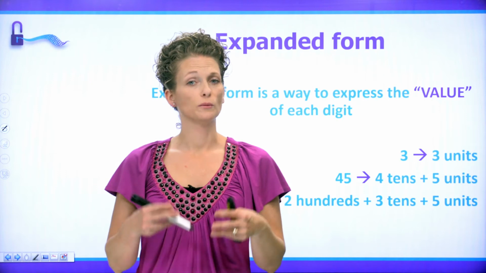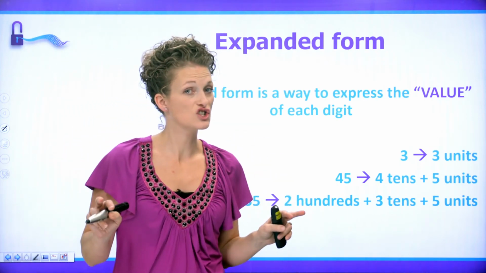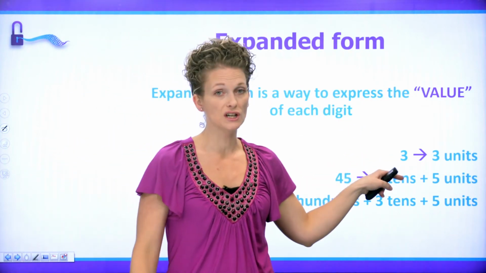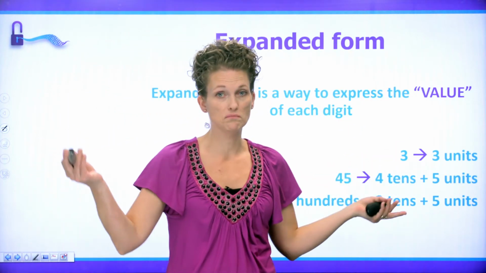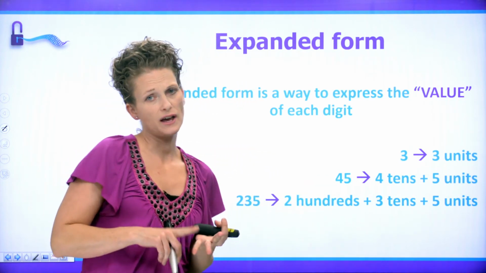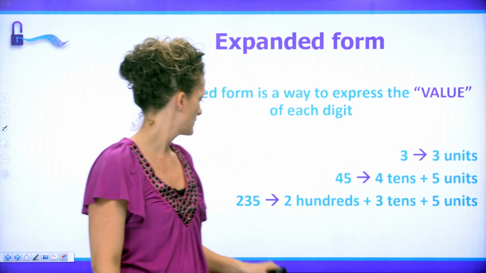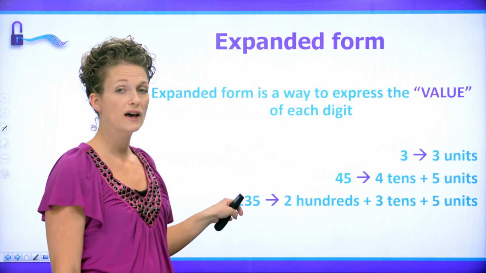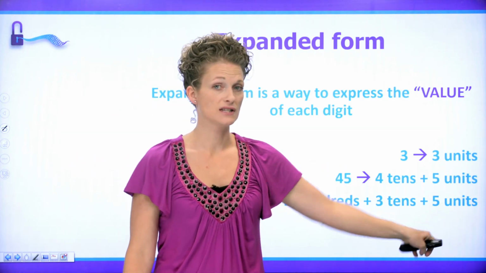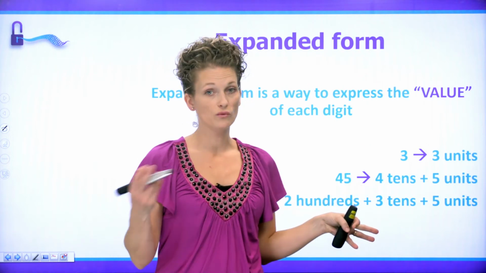Okay, expanded form is simply a way to express the value of each digit. So we're pulling it apart. So if you have a 3, you have 3 ones. Well, 45, how many ones do you have? How many tens do you have? We have 4 tens, and we have 5 units. 235, you have 2 hundreds, 3 tens, and 5 units. And you can do any number, any size in that same way. You can write it out.